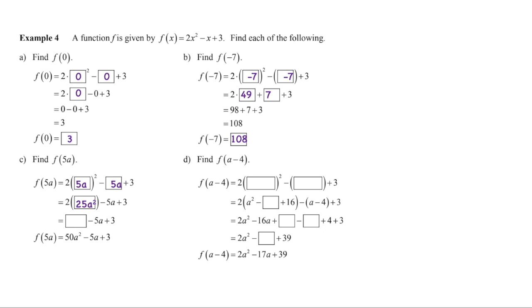Simplifying also gives us 50a squared minus 5a plus 3. Notice that even though there's nothing else we can do since we still have a variable, at this point we can stop.